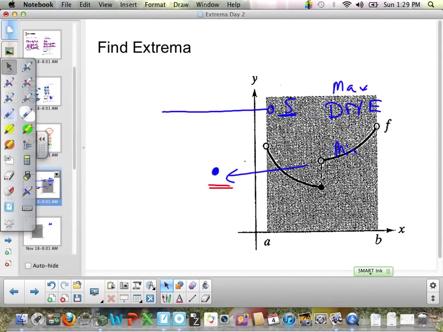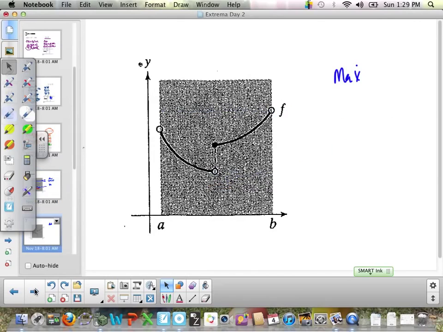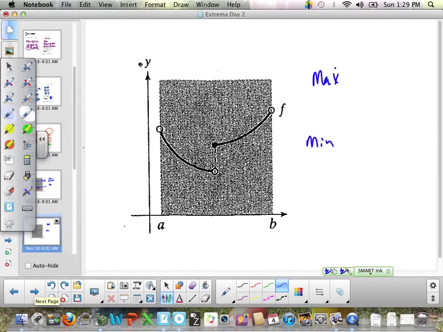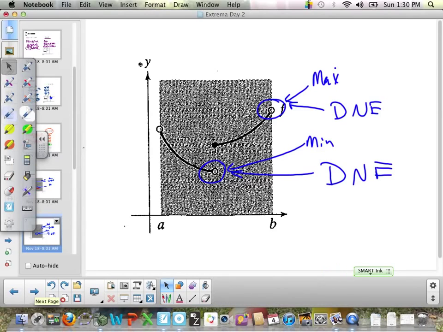All right, in this one, we're looking for the absolute max and the absolute min. If we take a look, the max would be around there, but again, that's an open circle. So here the maximum does not exist. And the min would be right around here, but again, this one is an open circle. Because it's an open circle, it's a boundary that has an endpoint that we don't quite get to. There is no absolute min.